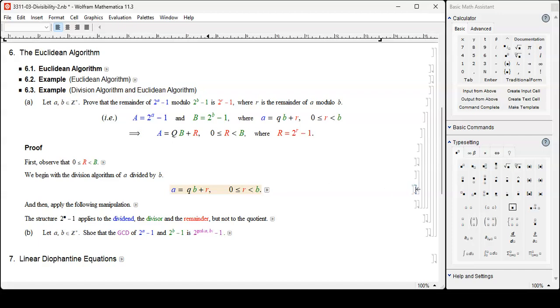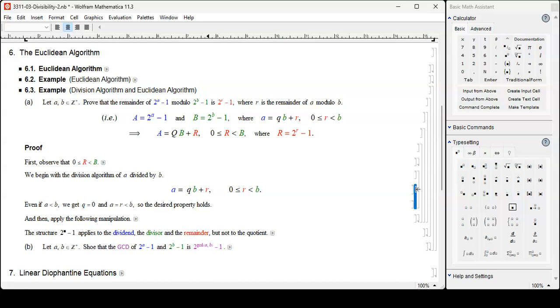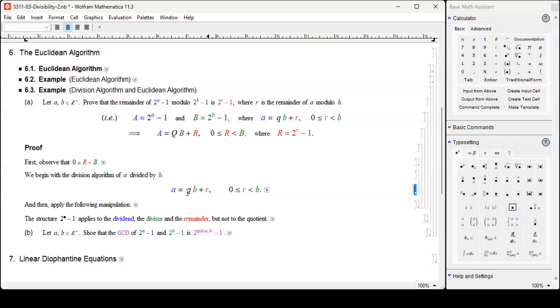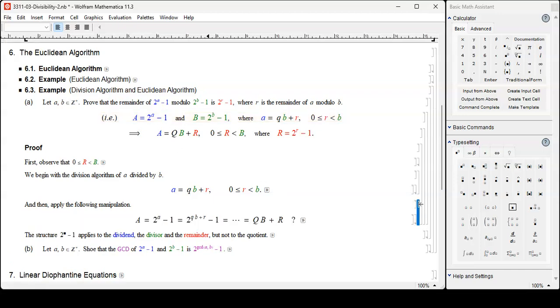By the way, this applies for the special case when A is less than B as well. If I select Q equal to 0, even though that's rare, most of the time we divide a big number by a smaller number, but it's okay to do it the other way around. All right, ready for some manipulation. Remember, we have to prove this. So 2 to the capital A power, capital A is 2 to the small a power minus 1. That's where we start.